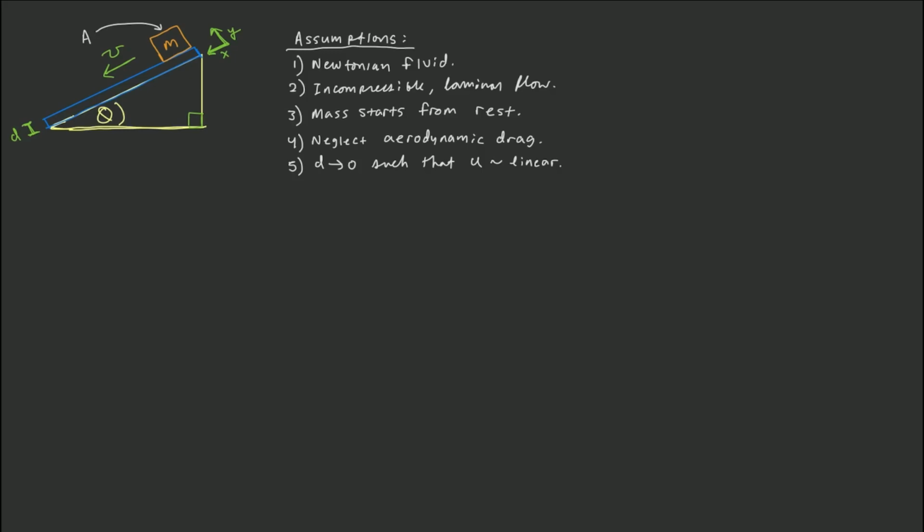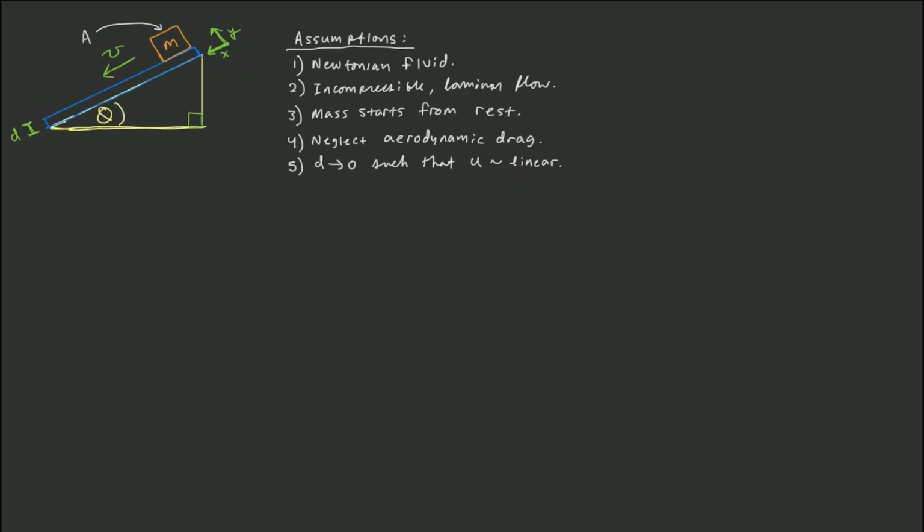So to begin, let's go through some of our fundamental assumptions. One, we're going to be assuming that the oil slick is a Newtonian fluid, so we can use Newton's law of viscosity. Two, we're going to assume that the velocity profile that develops in that oil slick is both incompressible and laminar. We're going to assume that the mass starts from rest. We're going to assume that we're neglecting aerodynamic drag, so no pressure drag, no shear drag on this block. And we're going to assume that the oil slick thickness d is small enough such that we could assume that the velocity profile that forms in that oil slick is approximately linear. So the small gap width assumption, basically, where when that gap width is very, very small, you can approximate the velocity profile as linear.